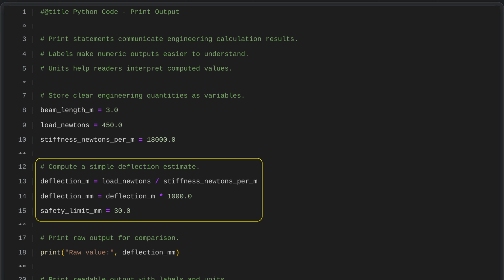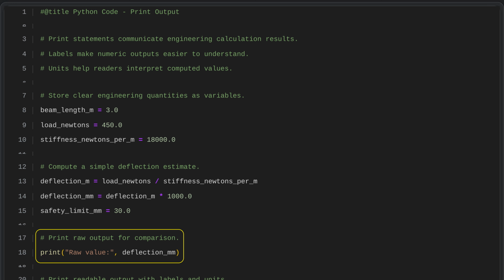Beam deflection is estimated by dividing the applied load by the stiffness, giving the bend in meters. This value is converted to millimeters for easier comparison with engineering limits. It is then checked against the safety limit of 30 millimeters to decide whether the deflection is acceptable. The code displays the raw deflection value in millimeters, so it can be checked before adding labels or units for clearer presentation.